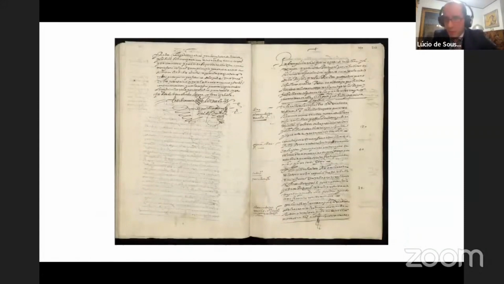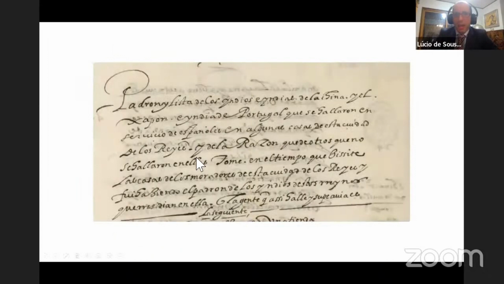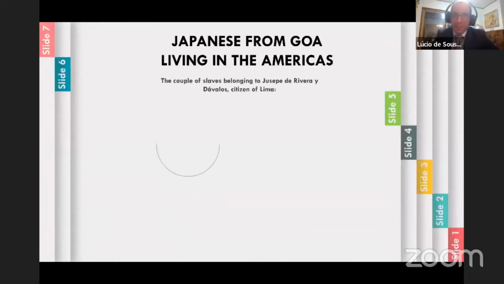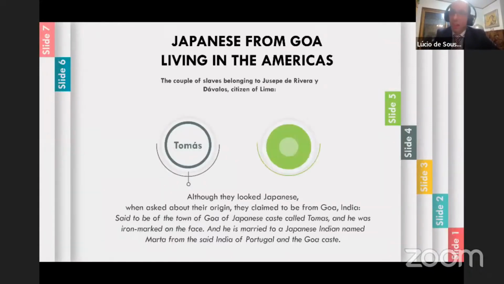This is the census, the original manuscript. We have information not only about the Japanese, but also Indians, people from India, from China, from Japan. So basically, people that came from the Portuguese networks to the city of Lima. And among the Japanese, I found this couple, Thomas and Martha.